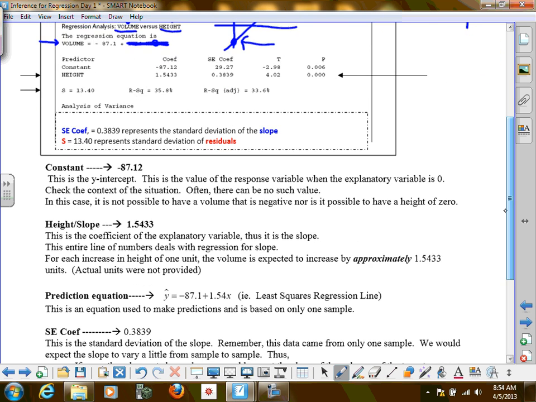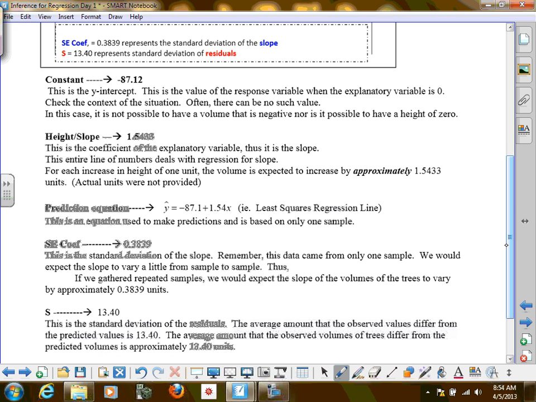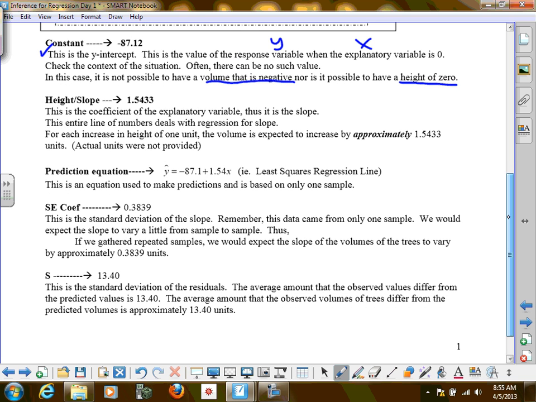Let's look down here at these ideas. The constant, negative 87, is the y-intercept. This is the value of the response variable when the explanatory variable is 0. Check the context of this. Often it makes no sense. It has no such value. In this case, it is not possible to have a volume that is negative, nor is it possible to have a height of 0. And you already told me this about the slope. This is the coefficient of the explanatory variable, and this is the slope.